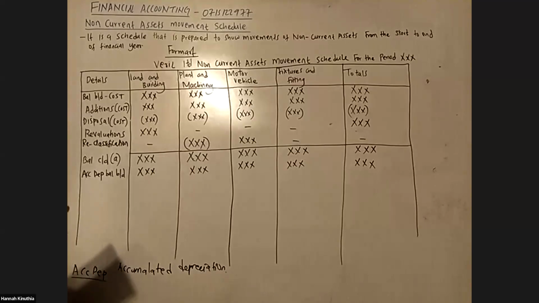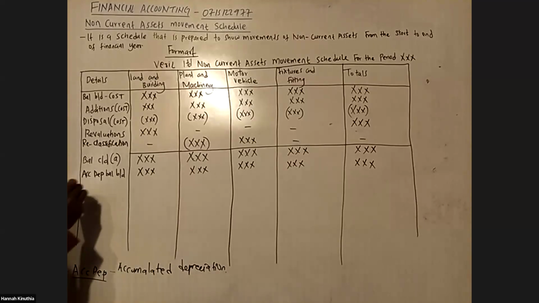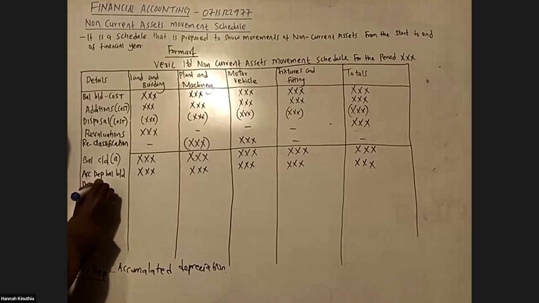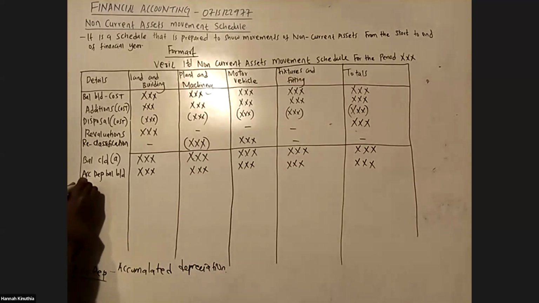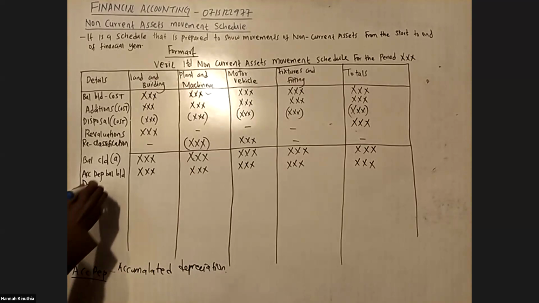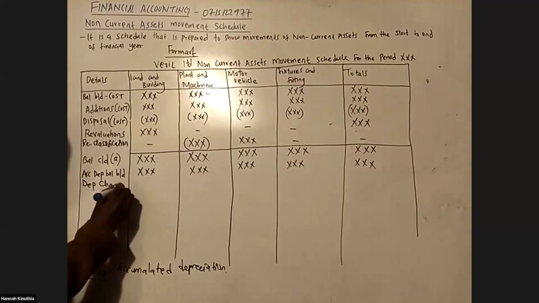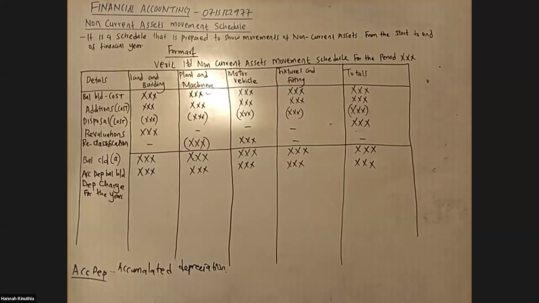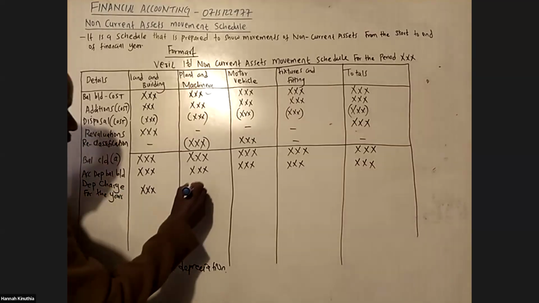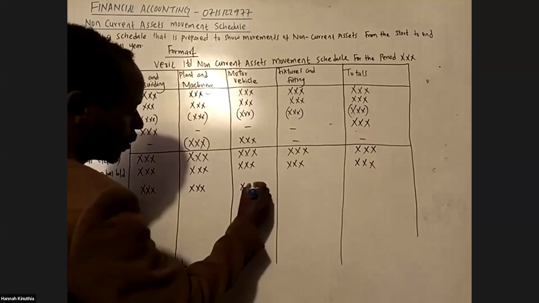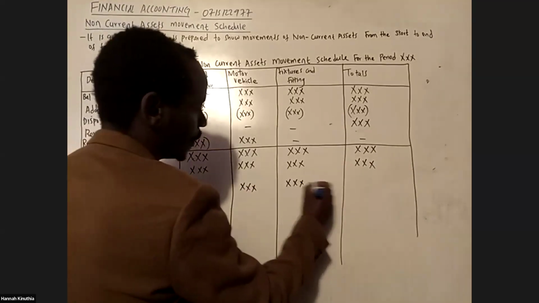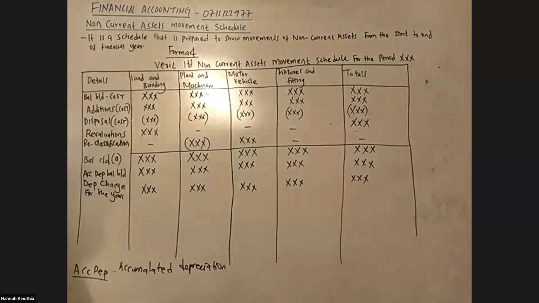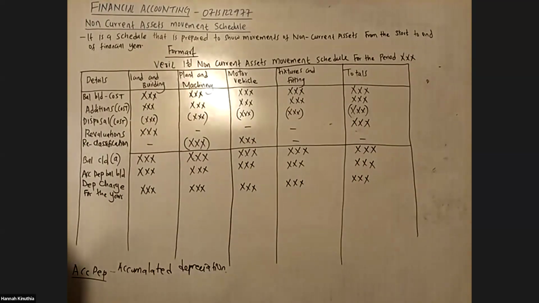So after accumulated depreciation, we can go to depreciation charge for the year. We write it down as depreciation charge for the year. You put it there. Depreciation charge for the year.